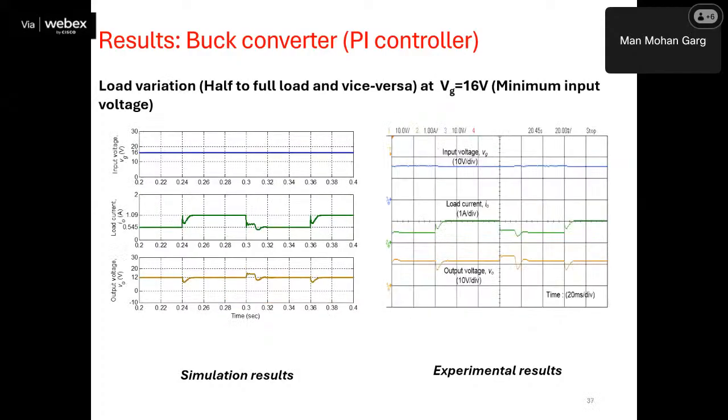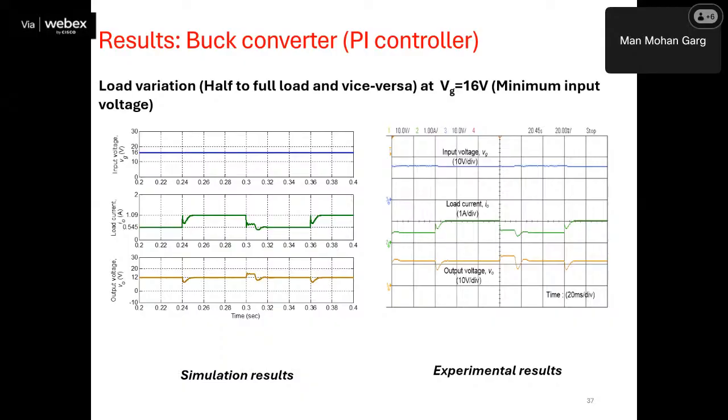In all the cases, we have seen that whether it's a reference variation or an input disturbance, this controller is tracking. This is due to this negative feedback only. But it is taking some time. The reason behind taking time is this low bandwidth or low gain crossover frequency in case of this PI controller.